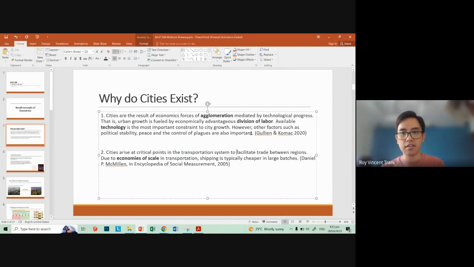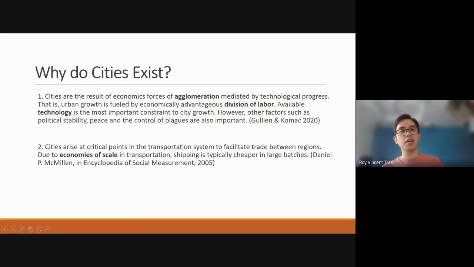Not so much other factors, so just agglomeration. Because in this other description, they'll describe why cities agglomerate. And basically, agglomeration is when different communities or groups or businesses come together in a single place.